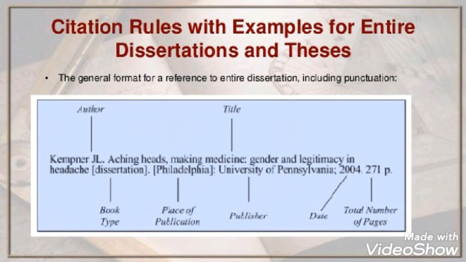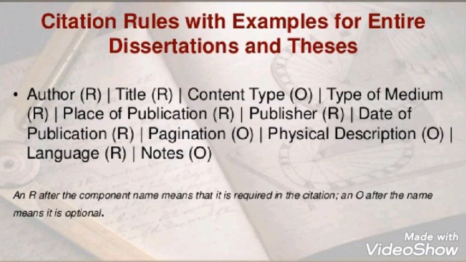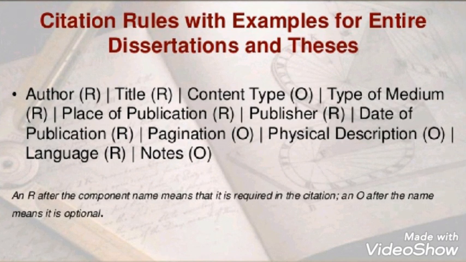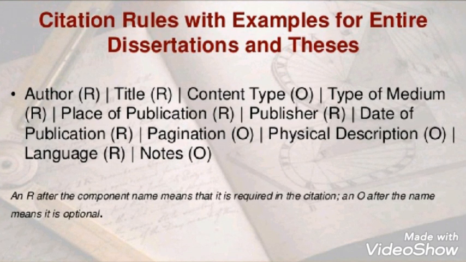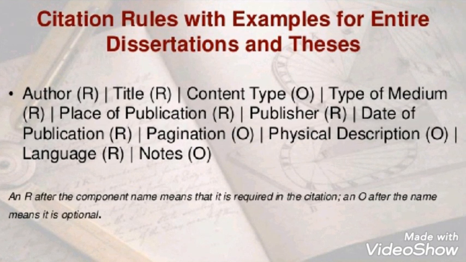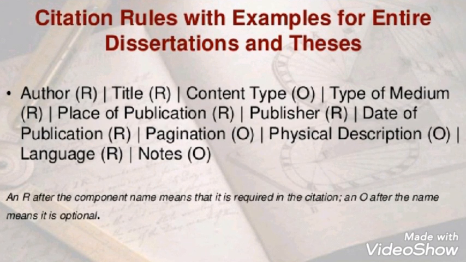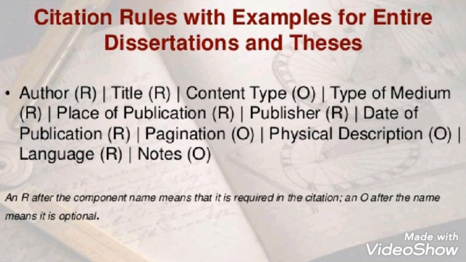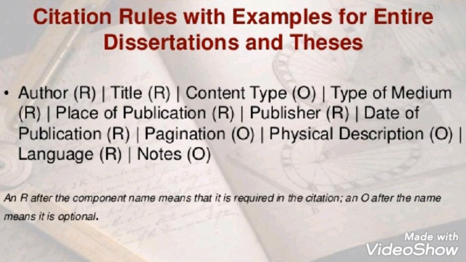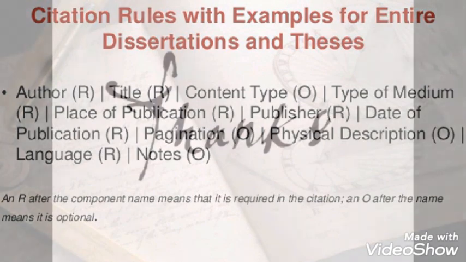So like this, you have to write the bibliography. You can come here again. It is mentioned how you have to write author name, content type, type of medium, place of publication, publisher, date of publication, pagination, physical description, language, notes. So this is the method you are going to use in writing the bibliography for your research. If you have any doubt, you can ask me. Thank you.